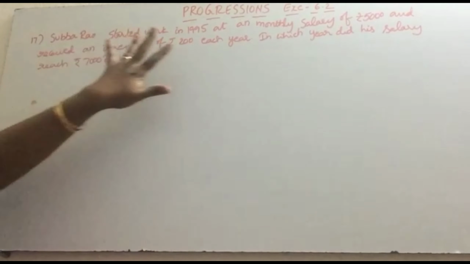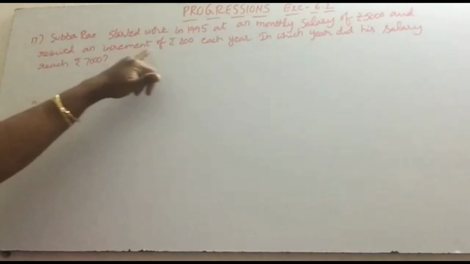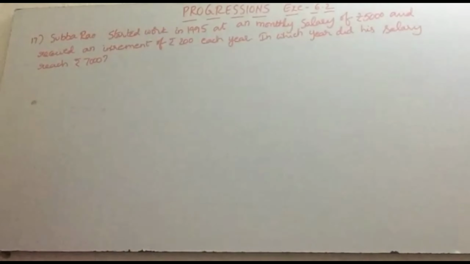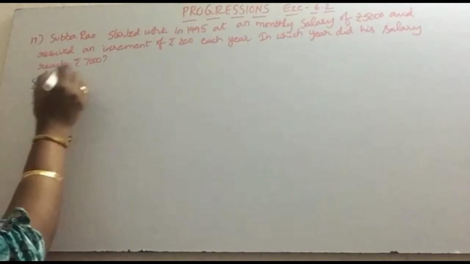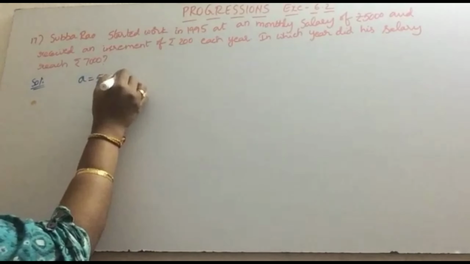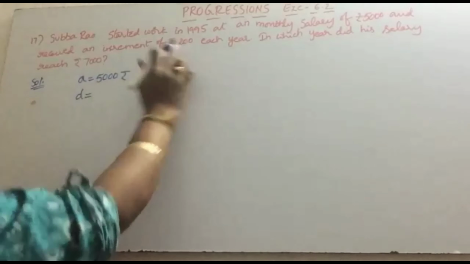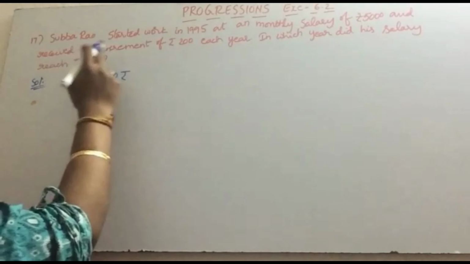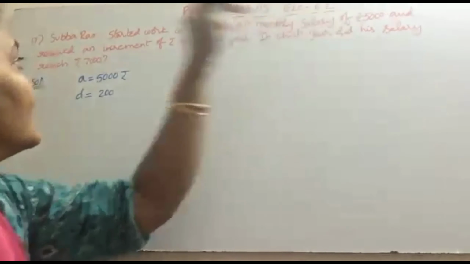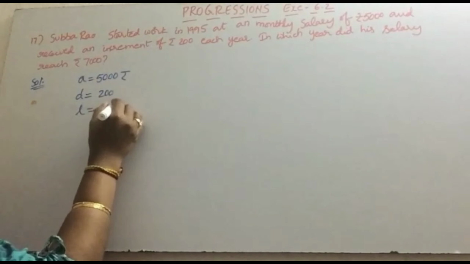Next problem: Subbarao started work in 1995 at a monthly salary of 5,000 rupees and received an increment of 200 rupees each year. In which year did his salary reach 7,000? Here a is equal to 5,000 rupees and the common difference d is 200, because the increment is 200 every year. We will find in which year his salary reaches 7,000, so we take it as the last term, that is 7,000 rupees.